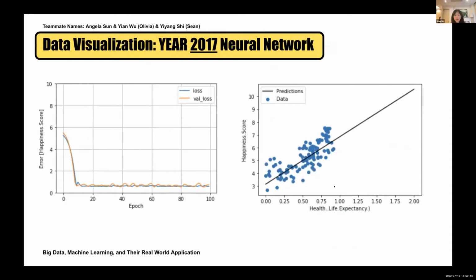And here we have the graphs for the neural network model of 2017. Again, we have on the left a graph of the loss function, showing that the error decreases as the model gets more and more training. And on the right is a scatter plot with our prediction line, showing that as health or life expectancy increases, the happiness increases too.